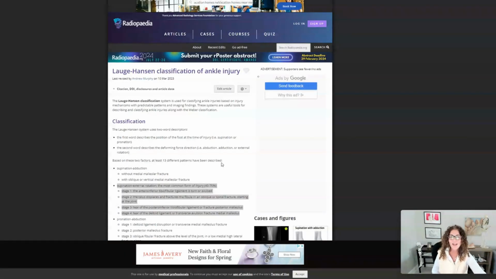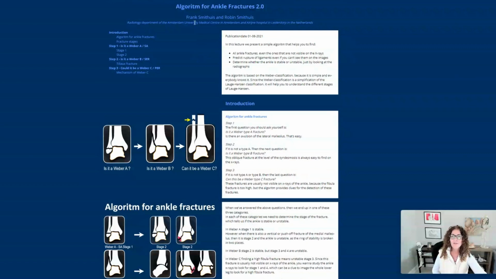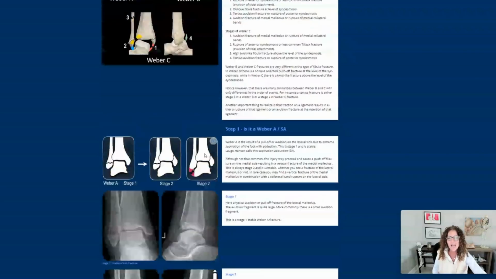And by far and away, I absolutely appreciate the Radiology Assistant, Frank Smithuis and Robin Smithuis from the Radiology Department of Amsterdam University Medical Center in Amsterdam. I cannot say enough for their open access education, for revolutionarily changing the way we think about these and helping so many of us to learn. When I first understood this 20 years ago, I struggled to move through this. And as I taught residents for many years, when these came out, I was thrilled. It really put it in perspective. It has videos of how the stages occur.